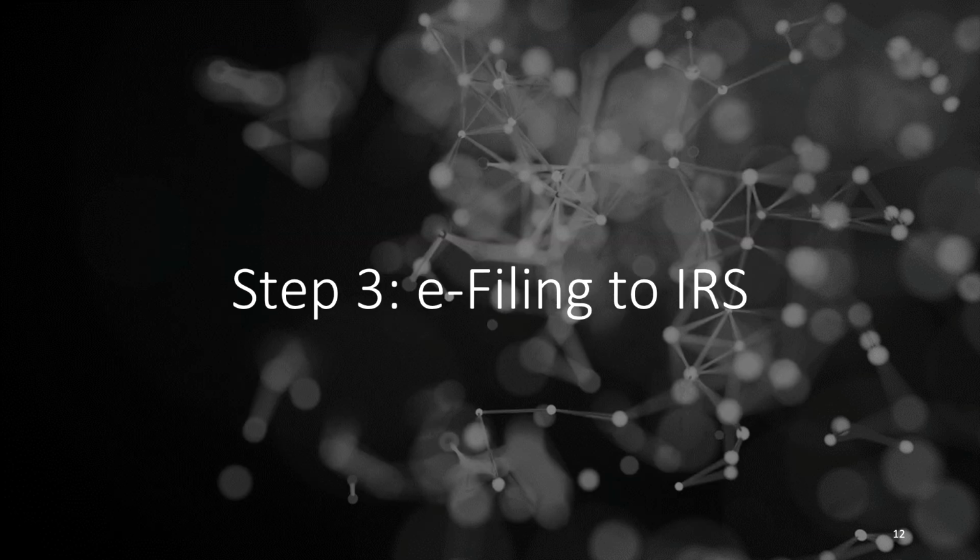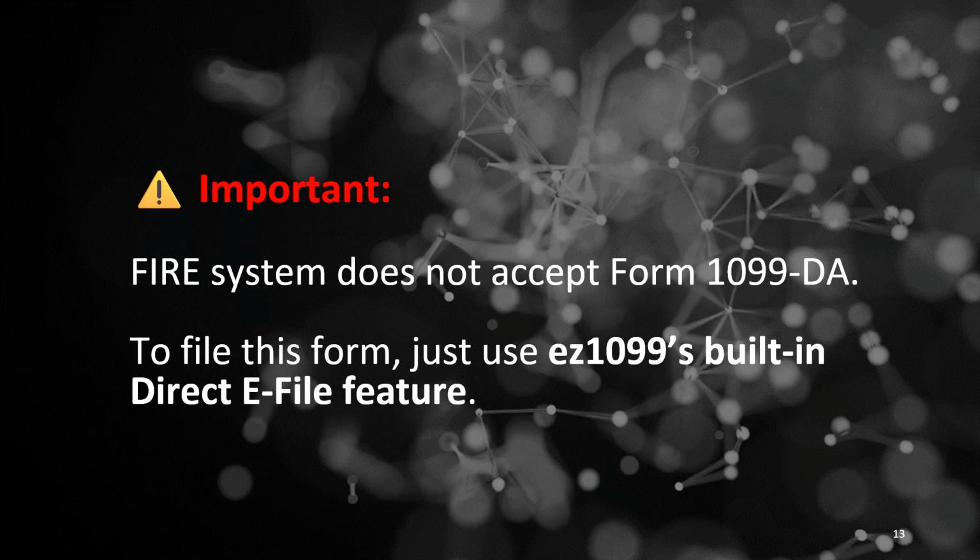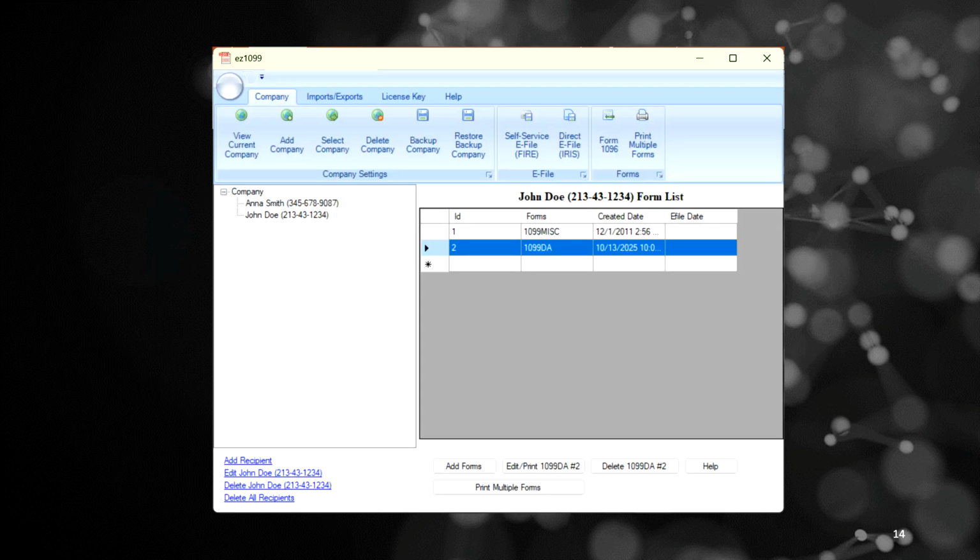Step 3. Submit 1099-DA forms to the IRS. Important: the IRS file system does not accept Form 1099-DA submissions using your own TCC. To file this form electronically, you must use Easy 1099's built-in direct eFile feature.